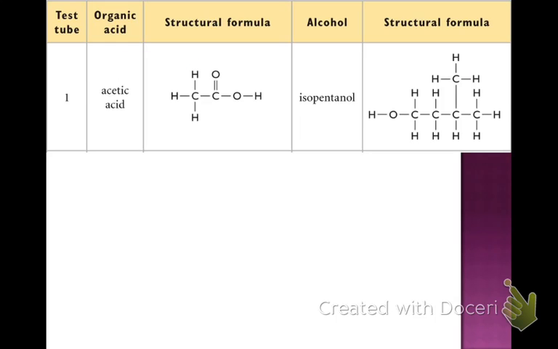And to help you out with that, we have the first test tube, your first molecule that you're going to be forming. So here we're starting out with acetic acid and alcohol. Your isopentanol for your alcohol. So your organic acid, the acetic acid, the structure is shown here for you. And your alcohol is isopentanol. It's a 5-carbon alcohol with an alcohol on the first carbon.